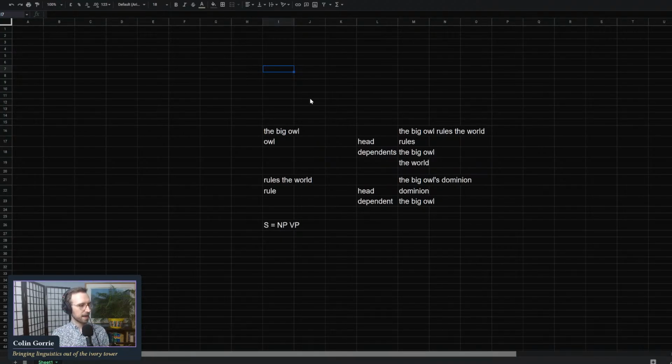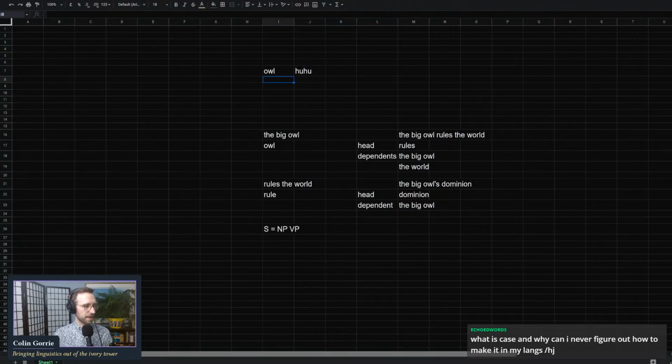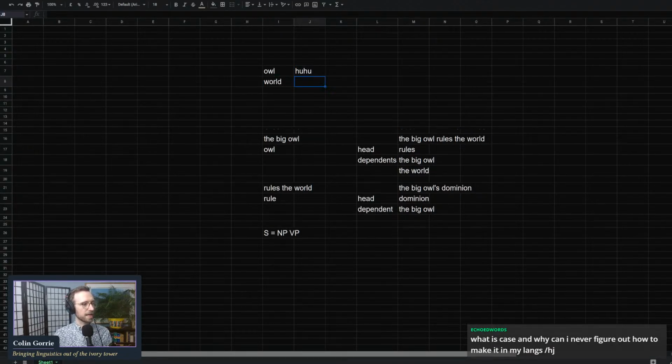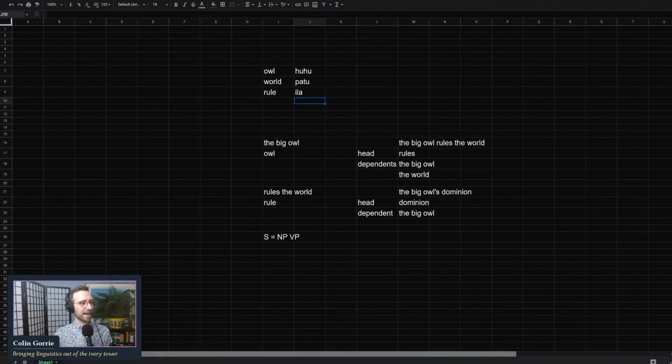So say we have a word for owl, which is something like hoo-hoo. Say we have a word for world, and the word for world is maybe something like patu. And to rule is a verb like ila. Okay. So the big owl rules the world. We could just say the owl rules the world to make our lives a bit easier here. The owl's dominion or ruling.